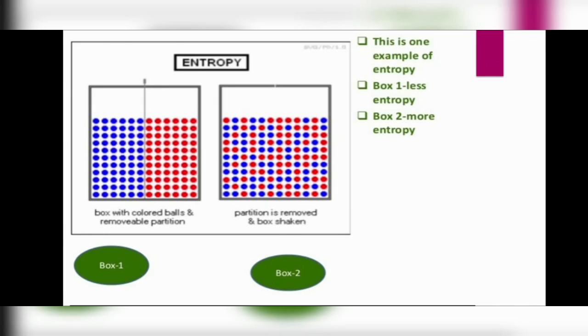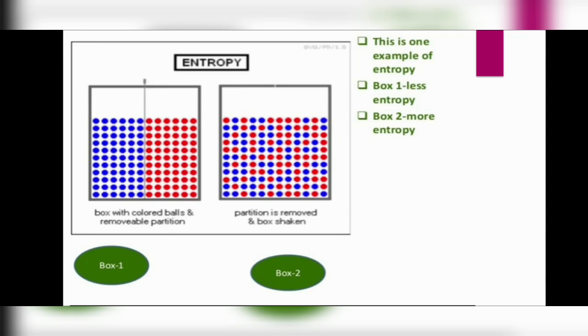Now if you remove that movable partition from there, what will happen? These gas molecules start to diffuse into each other, that is, they'll mix, isn't it? You can observe the figure, that is box 2. You can see both the gases, gas A and gas B, will mix, that is, they will diffuse into each other.